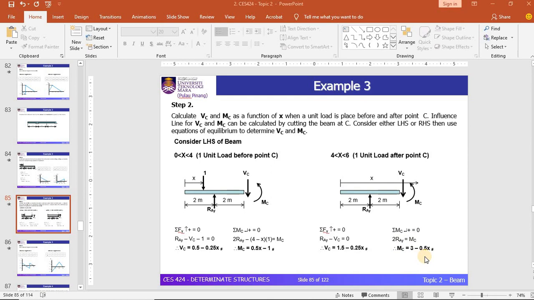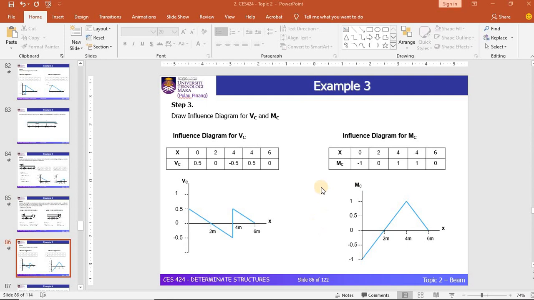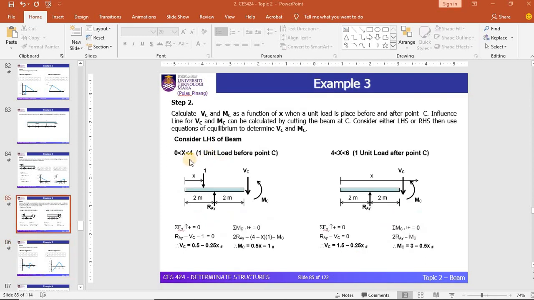So we have the complete equations based on the conditions where the one unit load is before point C and where the one unit load is beyond point C. Then you can proceed to draw the ILD diagram for the shear force and bending moment, again by tabulating the values prior to drawing the diagram. Based on this solution, the interval considered for x is 2 meters. So we have two ranges, which are 0 to 4 and 4 to 6.